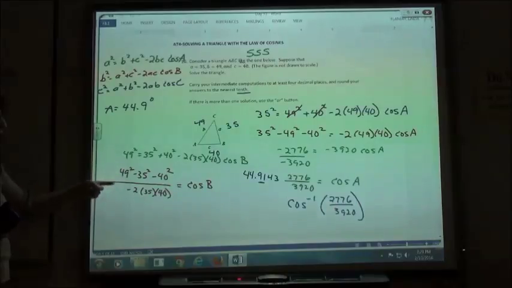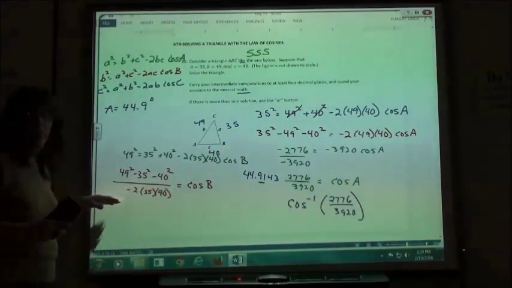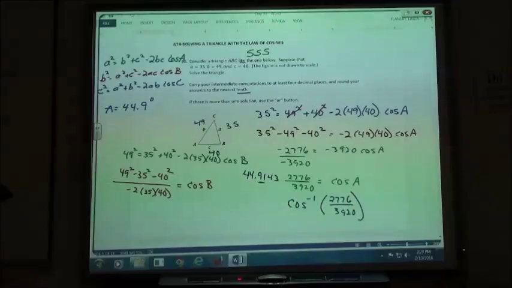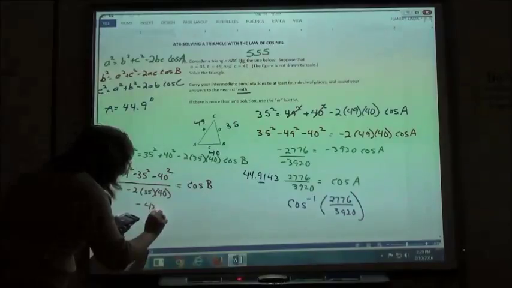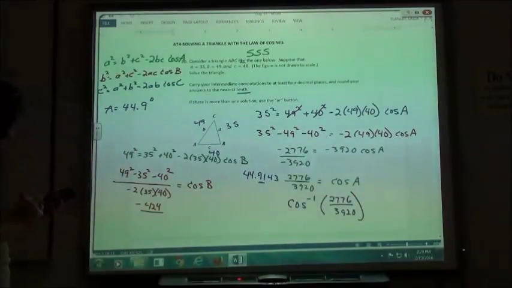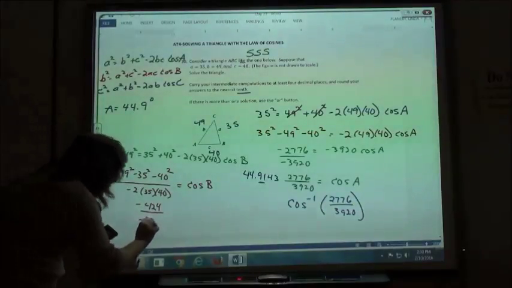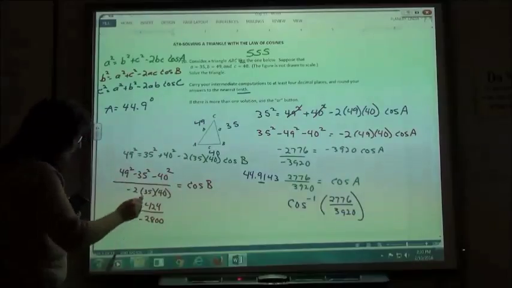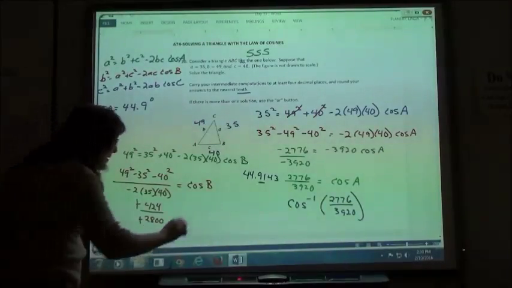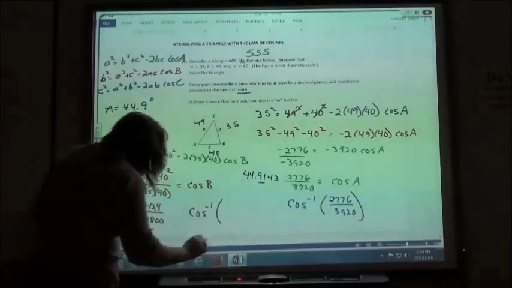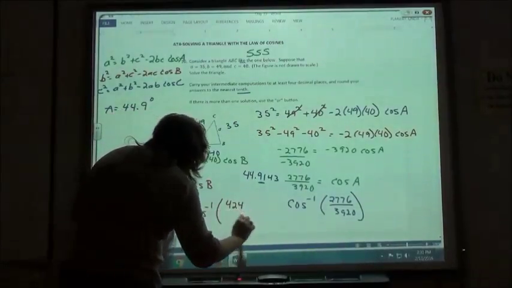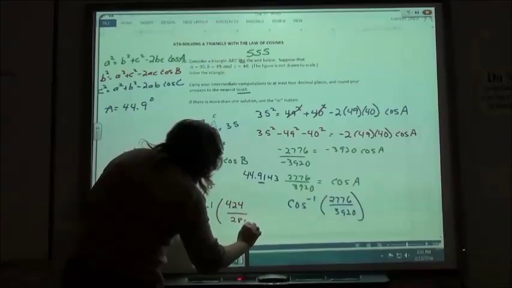I'm still going to figure out the top and bottom separately. Otherwise, I might have to use parentheses around the bottom, but I'm just going to do them separately. So 49 squared minus 35 squared minus 40 squared would give me negative 424. Negative 2 times 35 times 40 gives me negative 2,800. A negative over a negative is going to make that a positive. So I'm going to do the inverse cosine of 424 over 2,800.